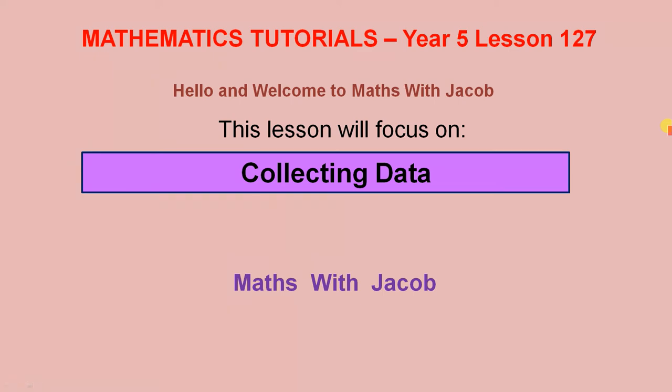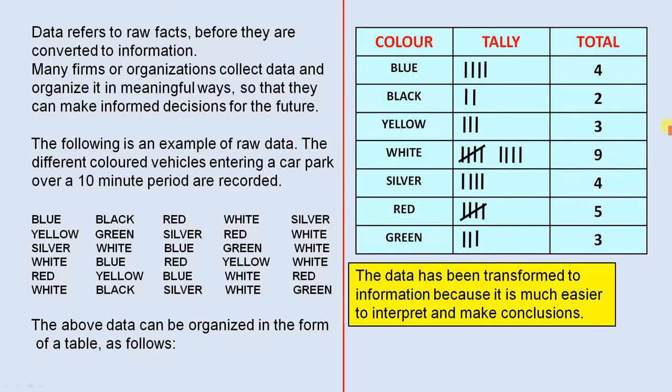This lesson will focus on collecting data. Data refers to raw facts before they are converted to information. Many firms or organisations collect data and organise it in meaningful ways so that they can make informed decisions for the future. The following is an example of raw data.